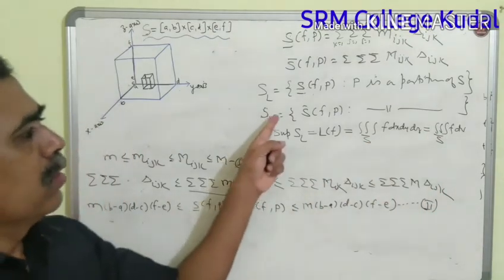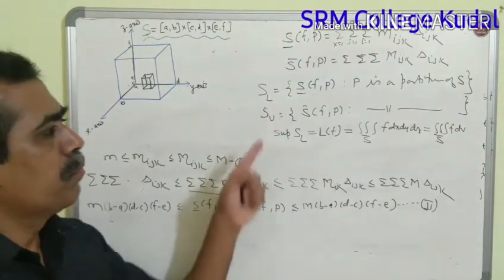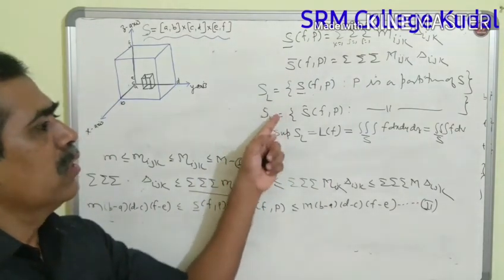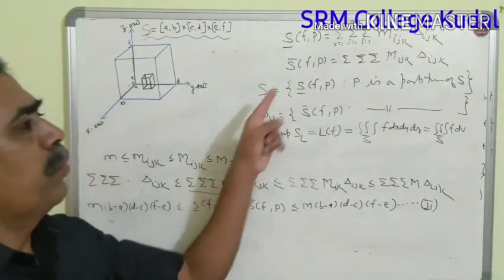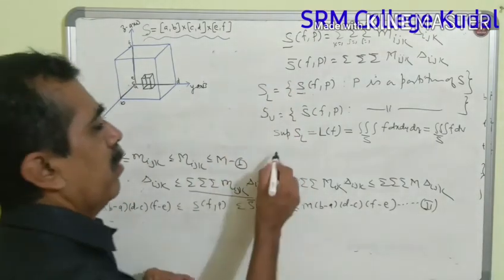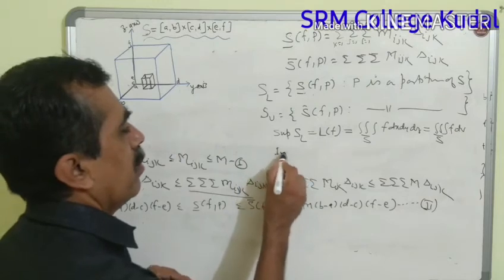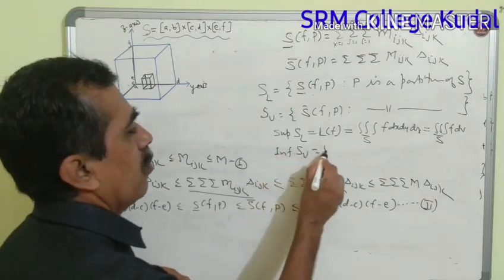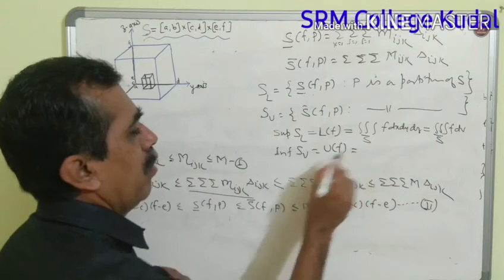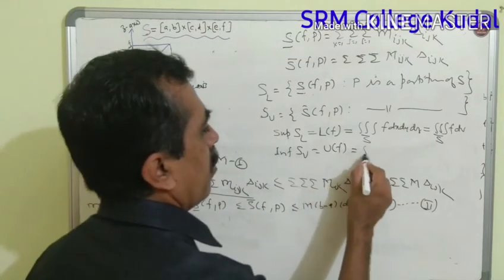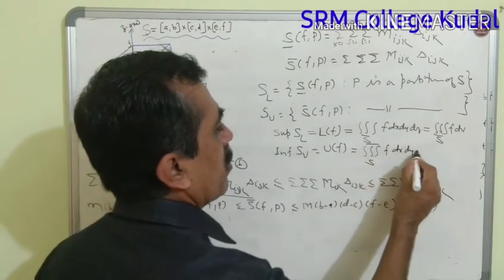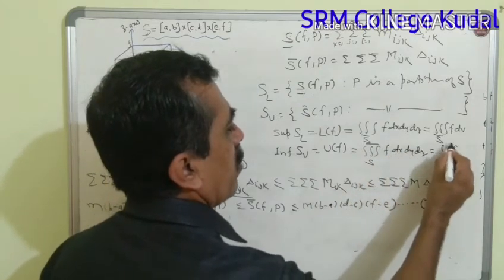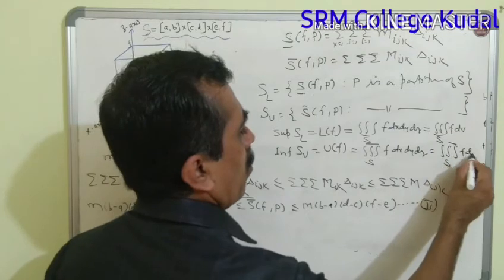Similarly, the smallest upper sum is called the upper triple integral, and it is nothing but the infimum of SU, the upper integral of f over S, and denoted by this notation again. So use either of the notations, or f dV.